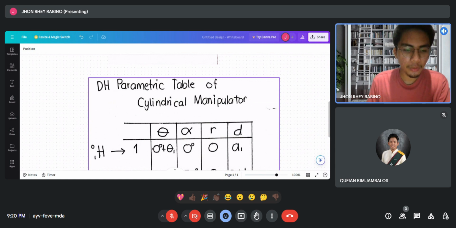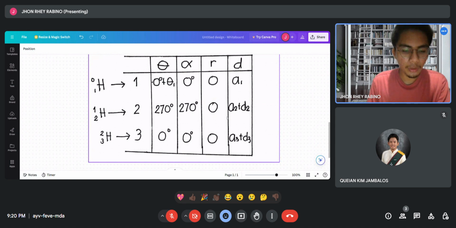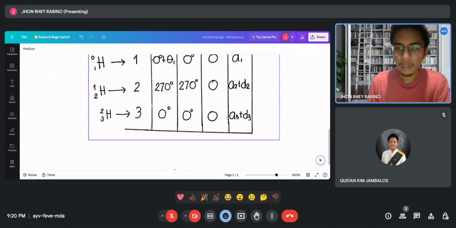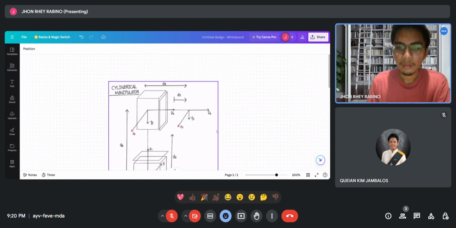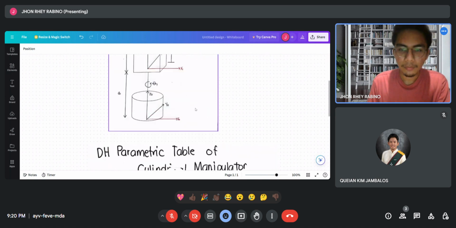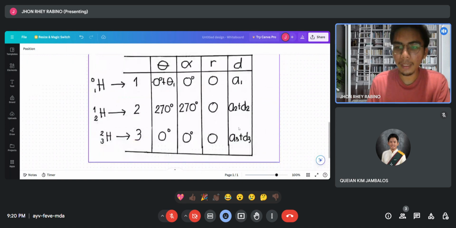In the last row, the distance between the origins of body 3 and body 2 along the z sub 2 axis, since z sub 2 is our z sub n minus 1, and our parameter d is a sub 3 plus d sub 3.